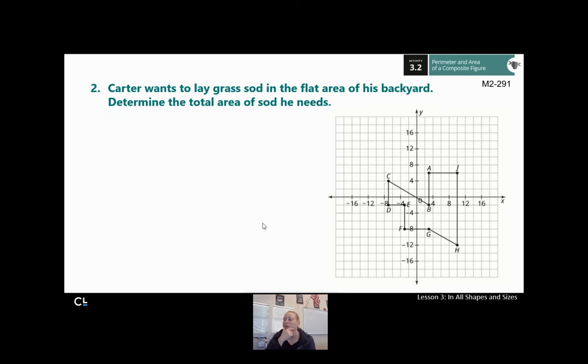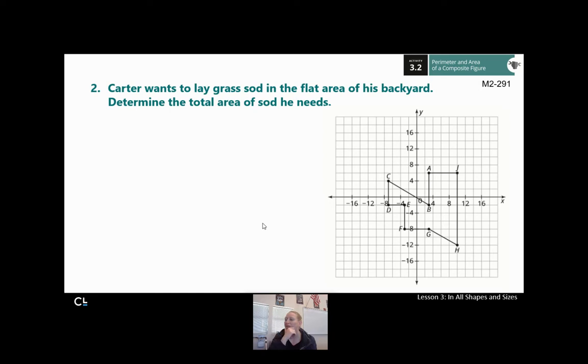But now we have a new problem. Carter wants to lay grass sod in the flat area of his backyard. So he's fenced it in, but now he wants to put sod all up in there. So we need to determine the total area of sod that he needs. You know, this reminds me of what we were saying earlier, where it would probably be easier to do this if we chopped it up into pieces that we recognize, like rectangles and triangles and things like that.